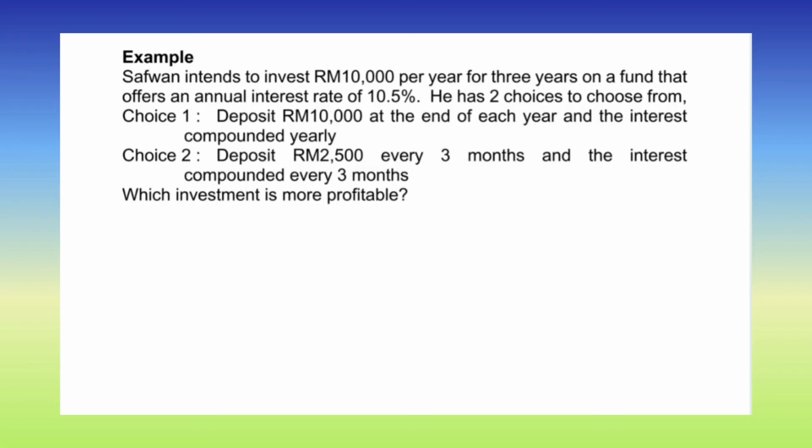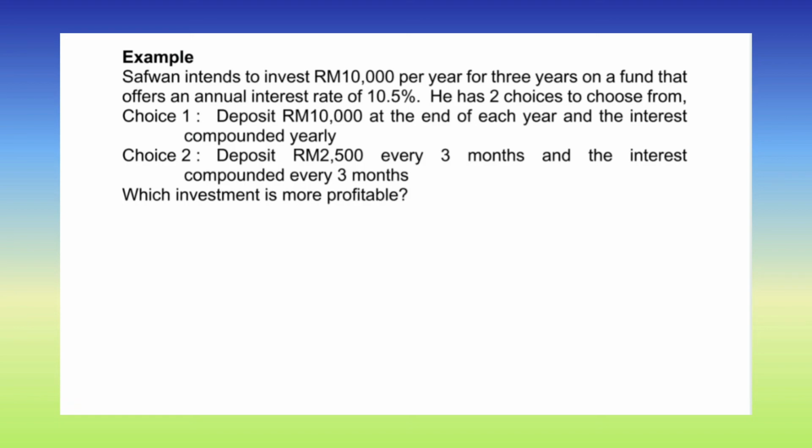Next example. Safwan intends to invest 10,000 per year for 3 years on a fund that offers an annual interest rate of 10.5%. He has two choices to choose from. The first choice, deposit 10,000 at the end of each year and the interest compounded yearly. The second choice, deposit 2,500 every 3 months and the interest compounded every 3 months. So every 3 months means compounded quarterly. Which investment is more profitable?